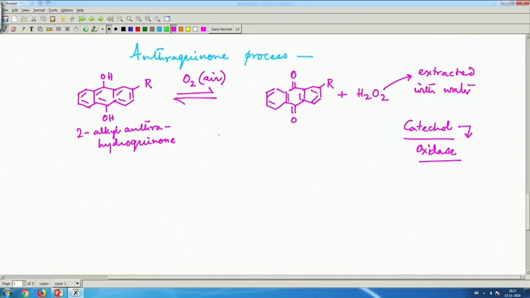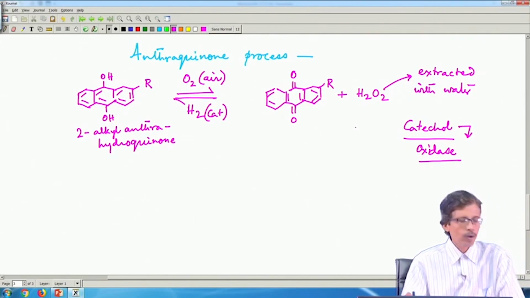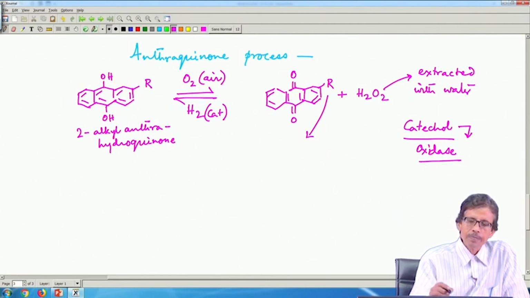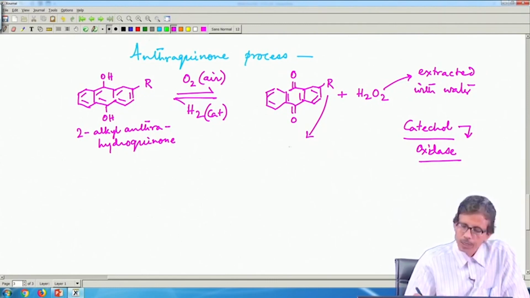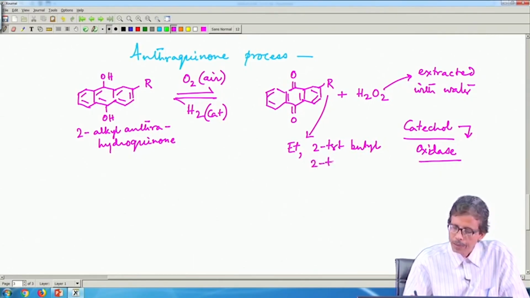So, for this reaction for the production of hydrogen peroxide, if we can go for a catalytic one, that means if its hydrogenation is feasible, that means the quinone can be hydrogenated back to the hydroquinone, it can be a very useful technique for the production of hydrogen peroxide from an industrial point of view. So, this R can be of some typical substitutions. It can be ethyl, it can be 2 tertiary butyl or 2 tertiary amyl.